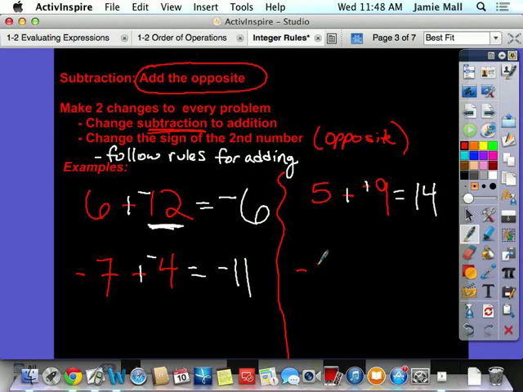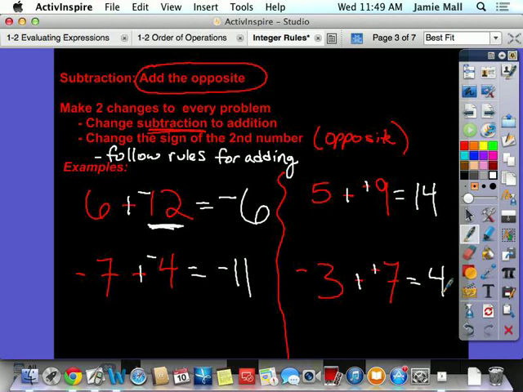Let's do one more example. Let's try negative 3 minus negative 7. If I follow my two changes, I've got negative 3 plus positive 7. Signs are different, so I know that I have to look for the number with the greater absolute value. The greater absolute value is 7, and the answer, therefore, is going to be a positive 4.